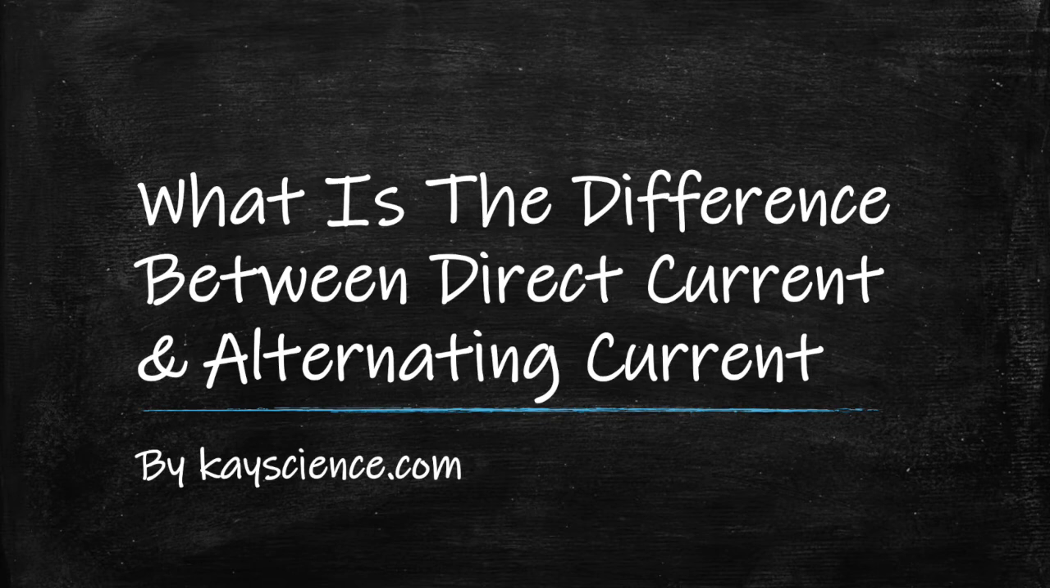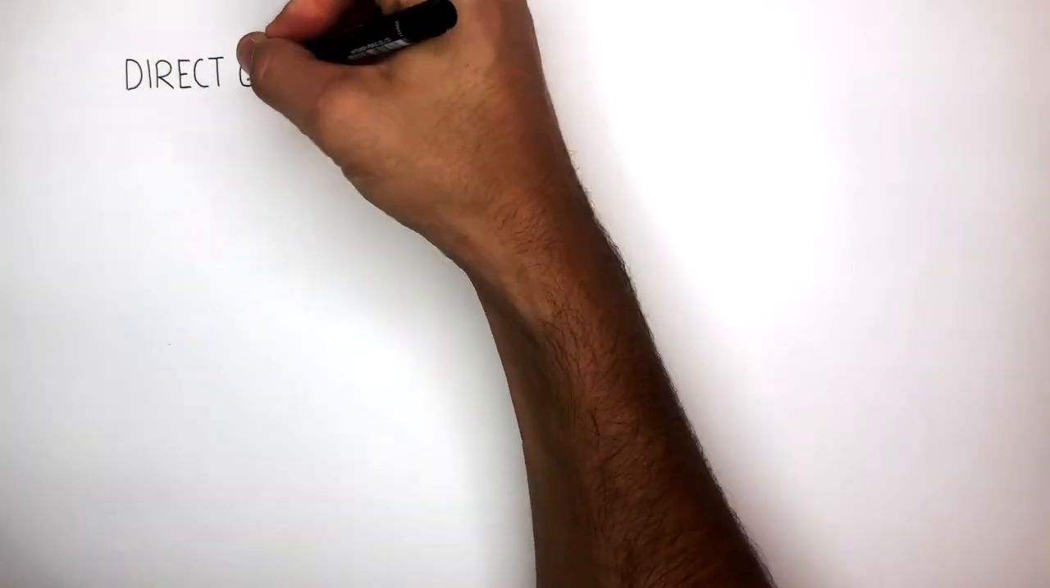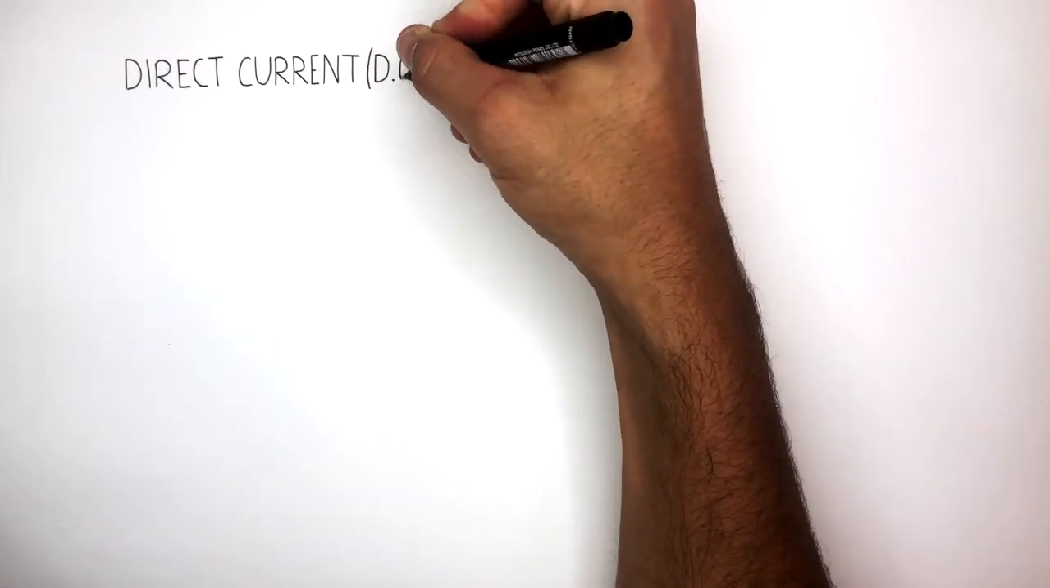What is the difference between direct current and alternating current? By KayScience.com. Direct current is also known as DC.